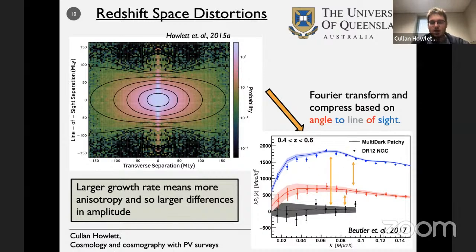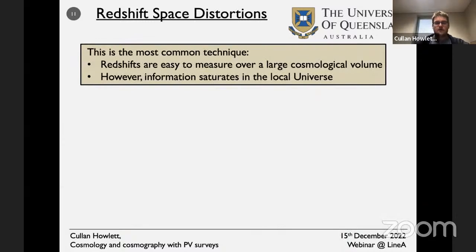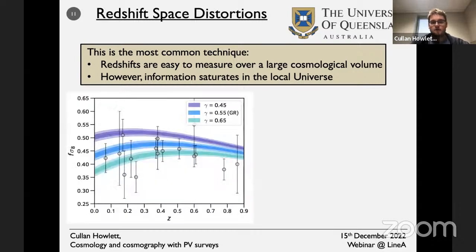So that's one way that we can get handles on measuring the growth rate of structure. This is a really common technique, and it's been done in many different surveys over many different redshift epochs in our universe, because redshifts are pretty easy to measure over a large cosmological volume. However, at low redshift, this information actually saturates, because we only have one universe to measure. And so we can only obtain a certain amount of information, no matter how many redshifts we observe.